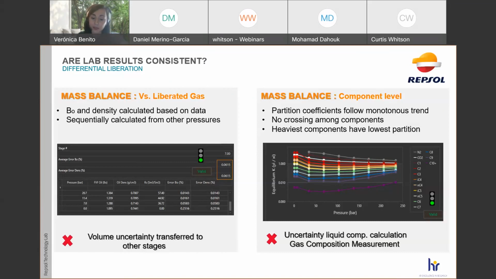So the heaviest components have the lowest partition coefficients. So here is an example where all the trends are correct and we can consider this data as consistent. No? That's why the traffic light is green. But again, the measured volumes or the liberated gas composition uncertainty could lead to inconsistencies here in both criteria.